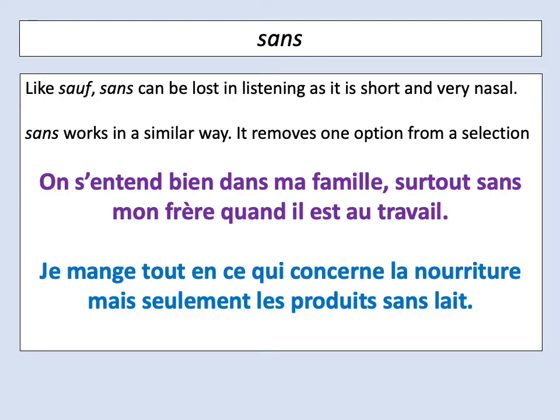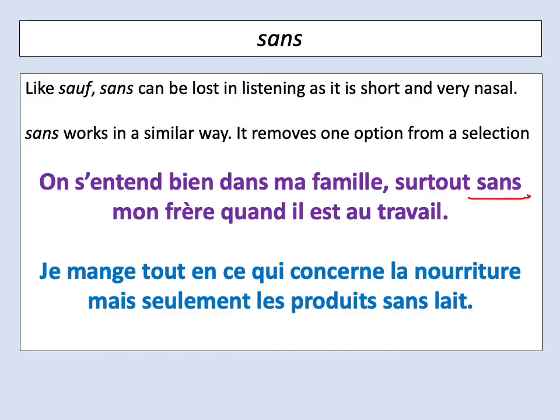In terms of how it works, very similar to sauf, in that it removes an option or a couple of options from a selection of other things. So we've got one here: on s'entend bien dans ma famille, surtout sans mon frère quand il est au travail. So we get on well in my family, especially without my brother when he is at work. The extra detail there is that obviously the brother causes some kind of issues with the family relations, but generally they get on pretty well. So the question may be, does the family get on well all the time, true or false? And actually it's false, because the suggestion is the brother brings in some kind of negative aspect.